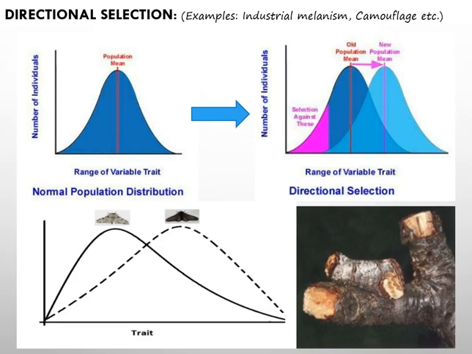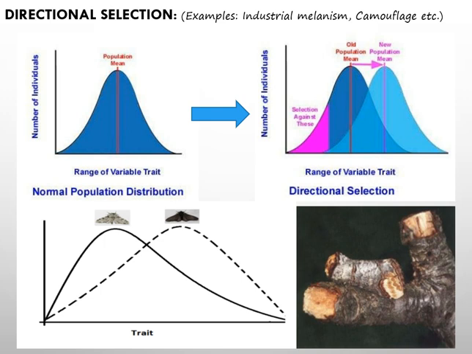Now, in directional selection, individuals that display a more extreme form of a trait have greater fitness than individuals with an average form of the trait. For example, the darker moths of the peppered moth population were selected during the industrial revolution as the trees became darker and the lighter moths were easily spotted and eaten by the predatory or insectivorous birds.